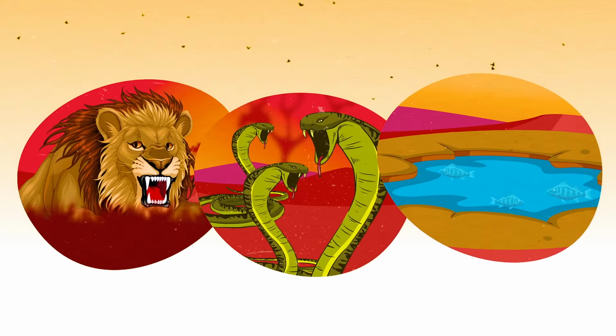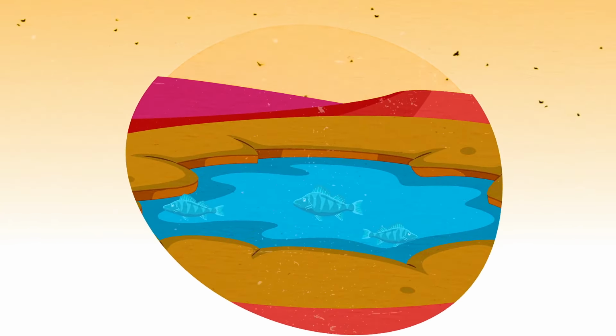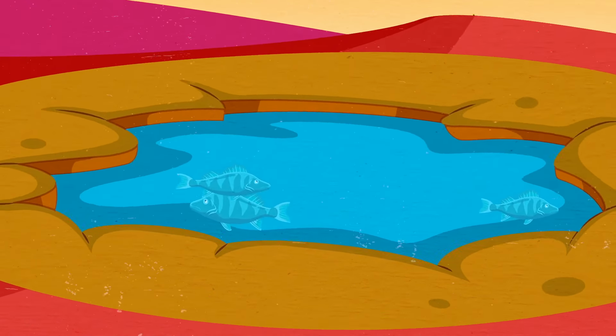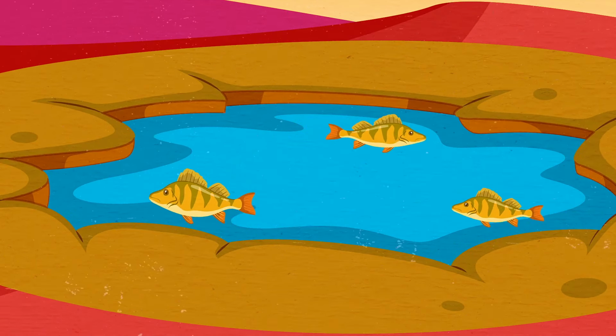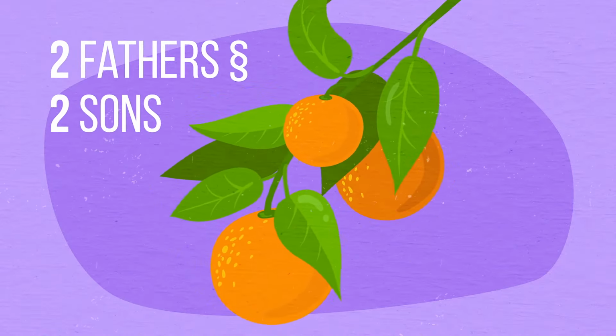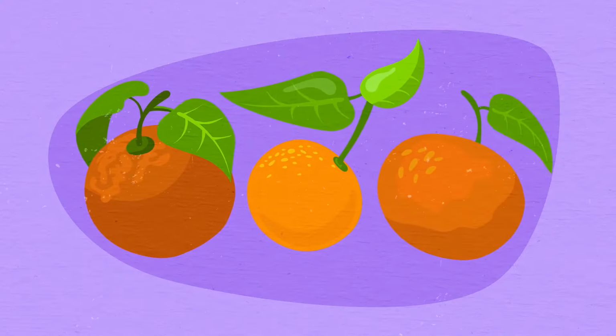She should jump into the lake. Piranhas don't live in lakes, especially in Africa. They live in South America. Look closer. These are just some harmless fish. 2 fathers and 2 sons found 3 oranges. When they shared them, everyone got a whole orange. How come?